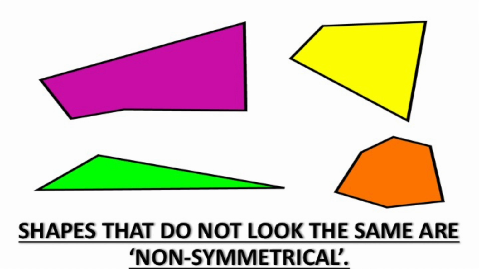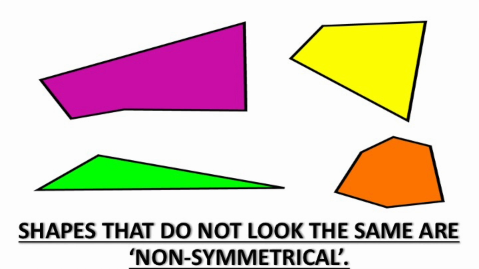Shapes that do not look the same are non-symmetrical. Yes, if I draw a line down the center of this shape, does it look the same on both sides? No. So we can't say this shape is symmetrical. We have to say non-symmetrical. We put non in front of something if it doesn't happen.